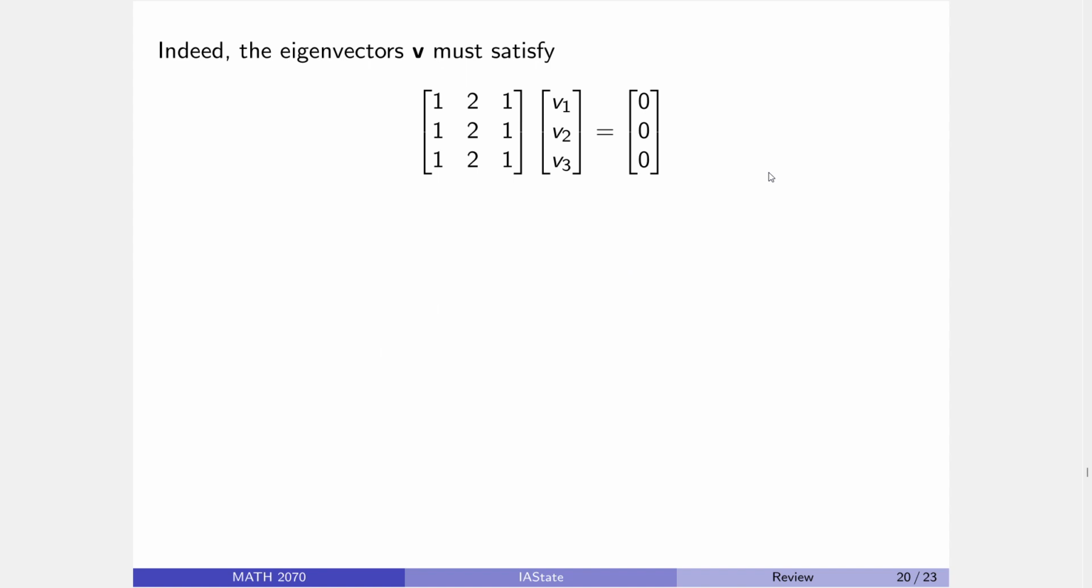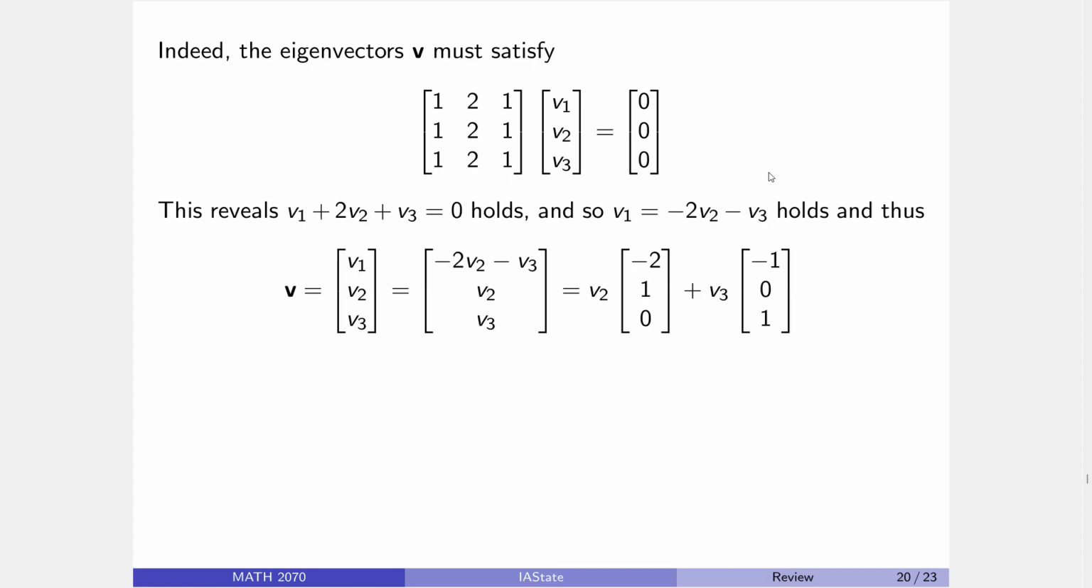So indeed, subtract 1 at the diagonal, and then look at the null space equation. That's this one right here. Note that I only really have one equation to work with. I have v1 plus 2v2 plus v3 is 0. So I can just solve for v1, and I have two free variables. And hey, there we go.